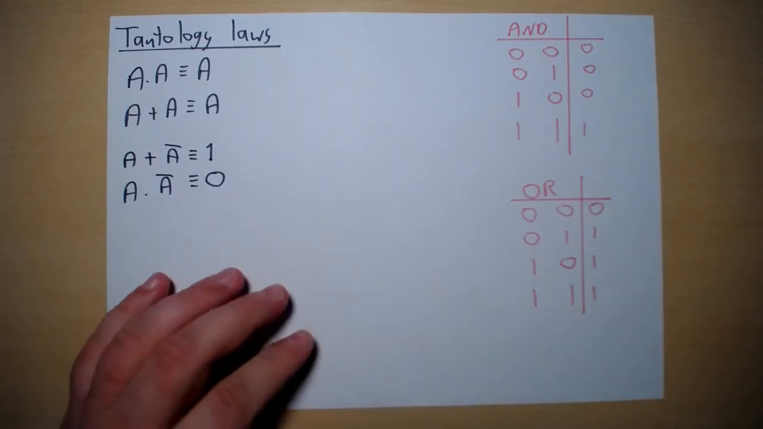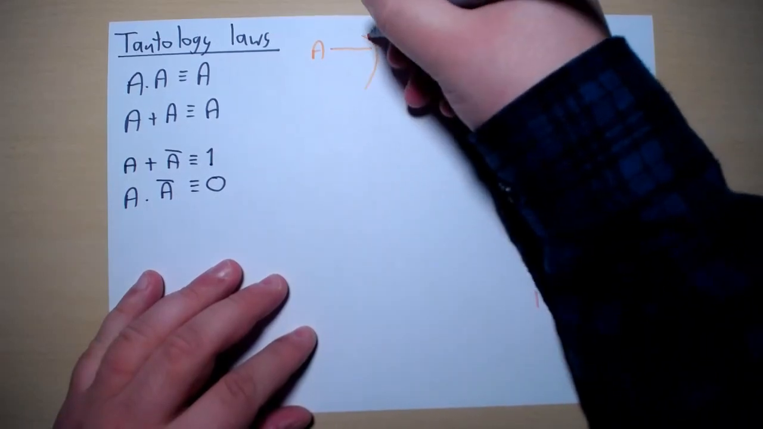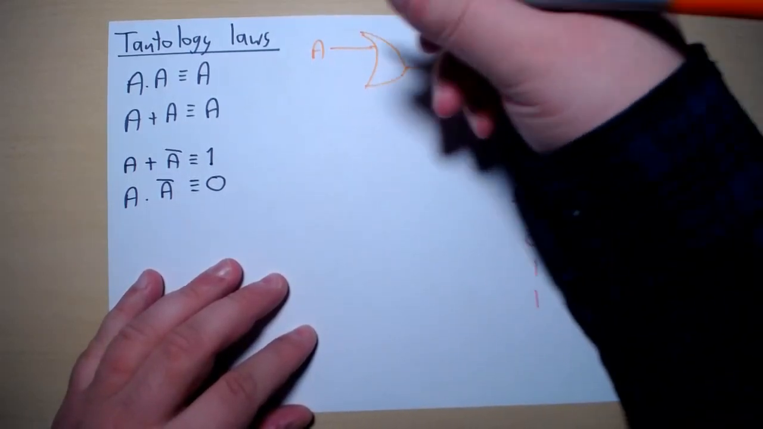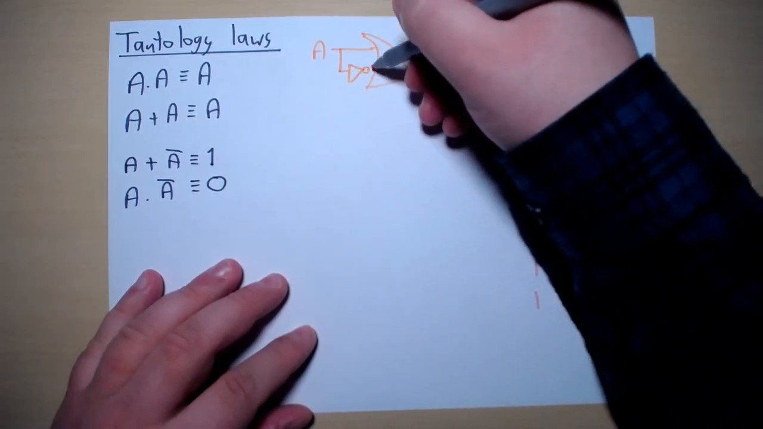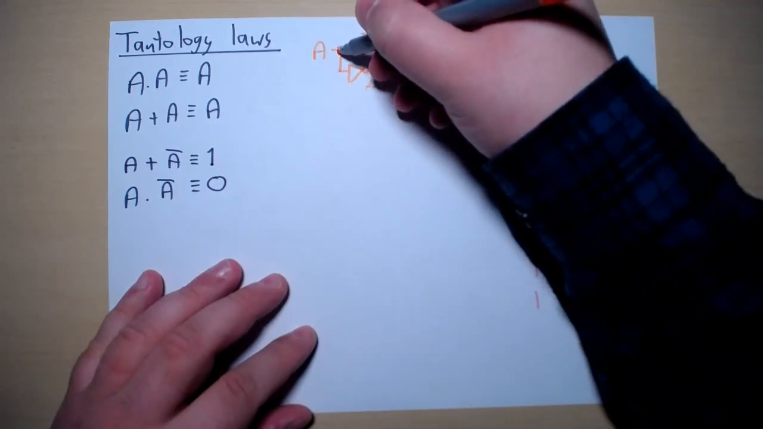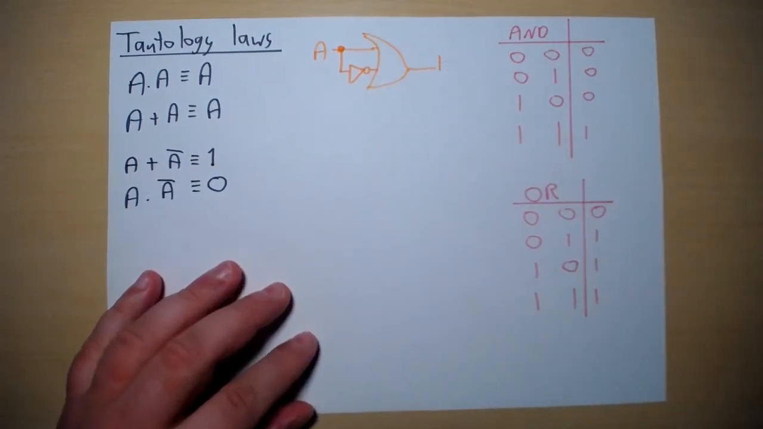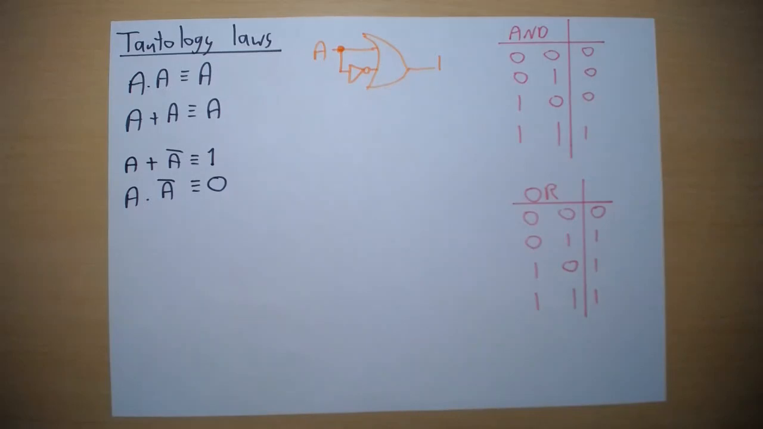So if we have A going through an OR gate, we are saying that if we input to it, it's not equivalent of the A, this will always give us a 1. And I think it's quite obvious why this happens.